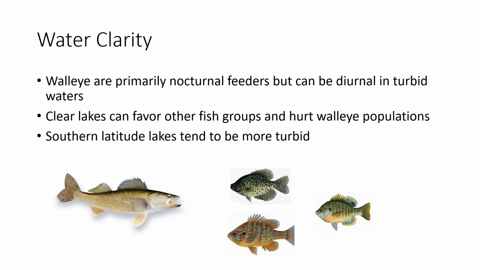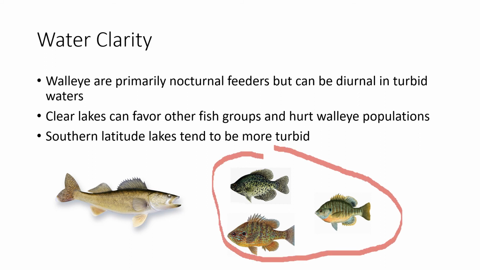Another issue that water clarity can have on walleyes is that clearer lakes can favor other fish groups such as centrarchids, like these guys. More centrarchids can hurt walleye populations, and this has been seen in some Ontario lakes in Canada. Overall, there's a lot of factors that can affect water clarity that don't have to do with latitude, but in general, northern latitude lakes tend to be more clear than southern latitudes.